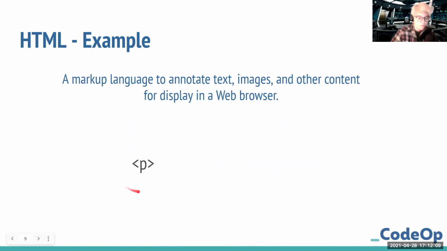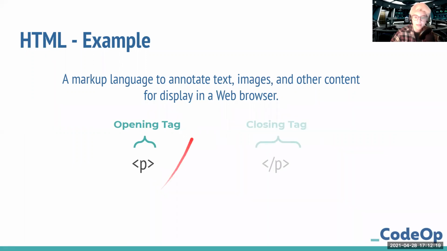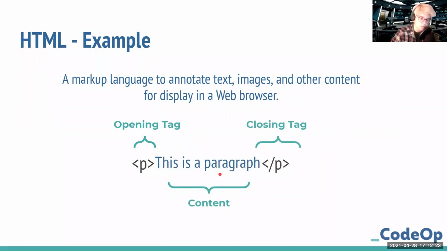So for example, this right here, this opening tag P, this is a paragraph in HTML. And we have the opening tag and the closing tag for the paragraph, and in between them, we have the text for the paragraph. For example, if I want to create a paragraph, in between the opening tag and the closing tag, I will write this paragraph.